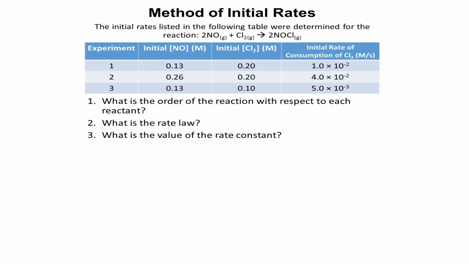So let's look at experiments 1 and 2. In experiments 1 and 2, we have initial rates of 1.0 times 10 to the power of minus 2 and 4.0 times 10 raised to the power of minus 2. You can see that the initial concentration of chlorine for these two experiments is the same. So it means that this change in the rate of the reaction is due to the change in the concentration of nitrogen oxide in experiments 1 and 2.